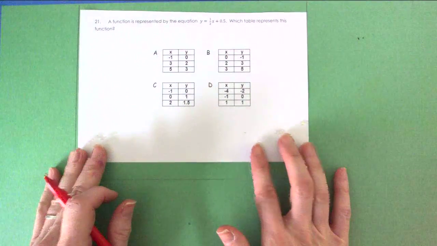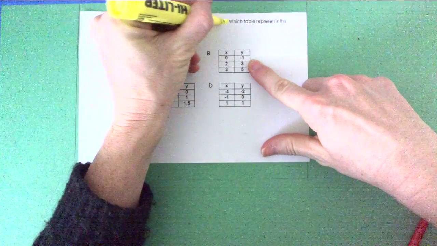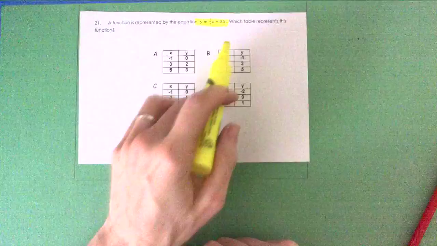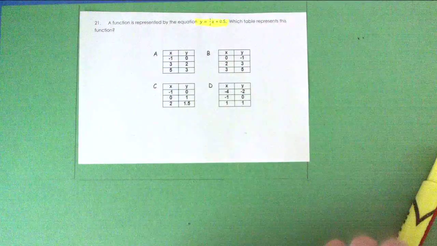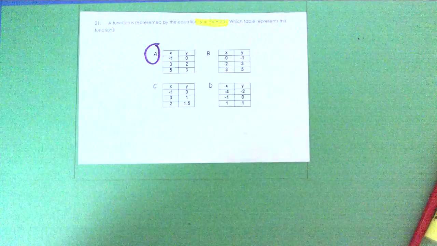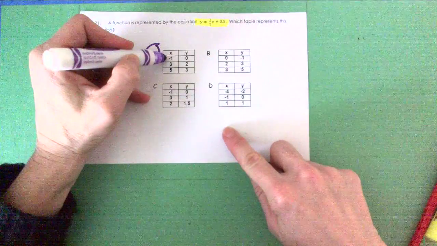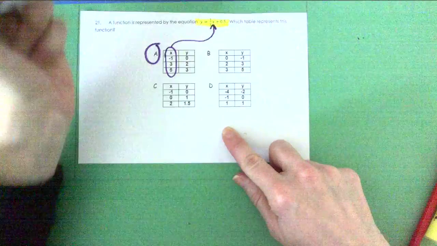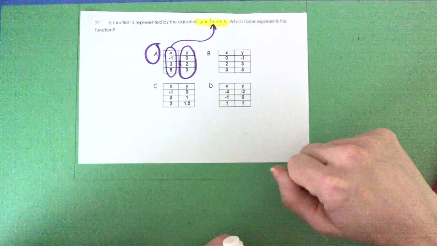Okay, now we're back to a function is represented by the equation y equals 1/2 x plus 0.5. And they want to know which of these tables represents that function. Well, I'm going to actually give you the answer first, and then I'm going to show you why. The answer is A. Okay, so how do I know that? Well, how I know that is, if I plug these x's in for x, I get out these y's. And this is the only table that it works, and I'll show you how.